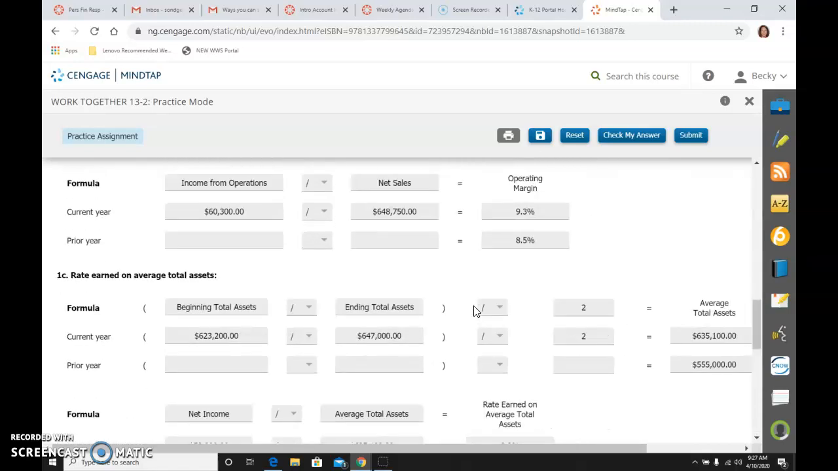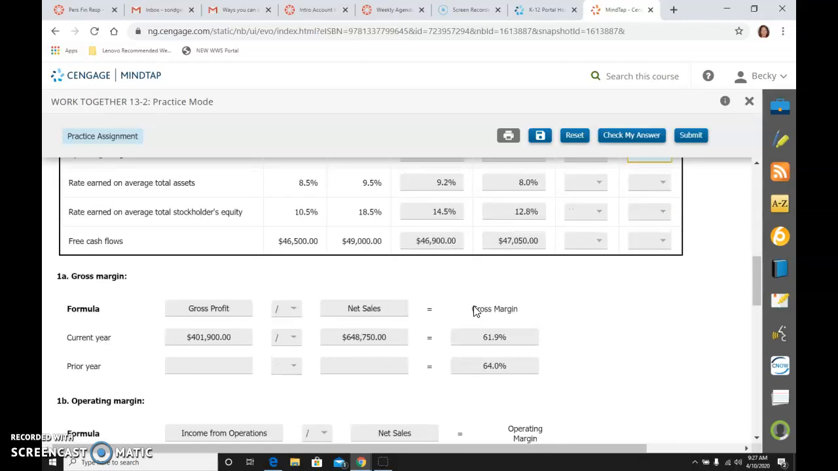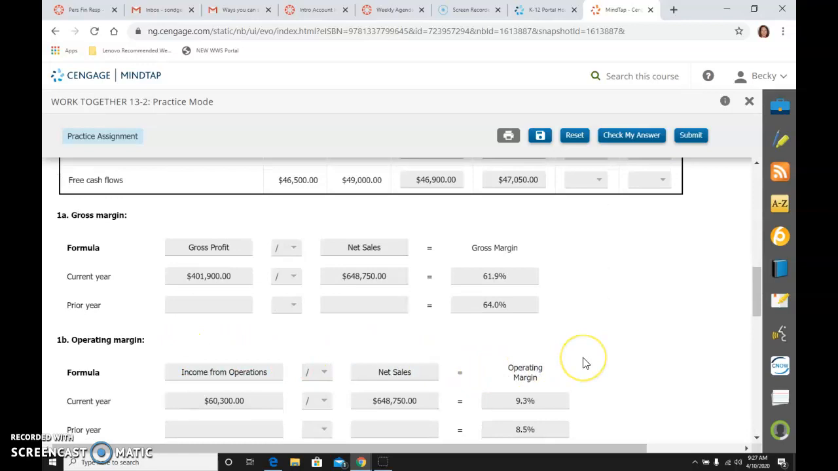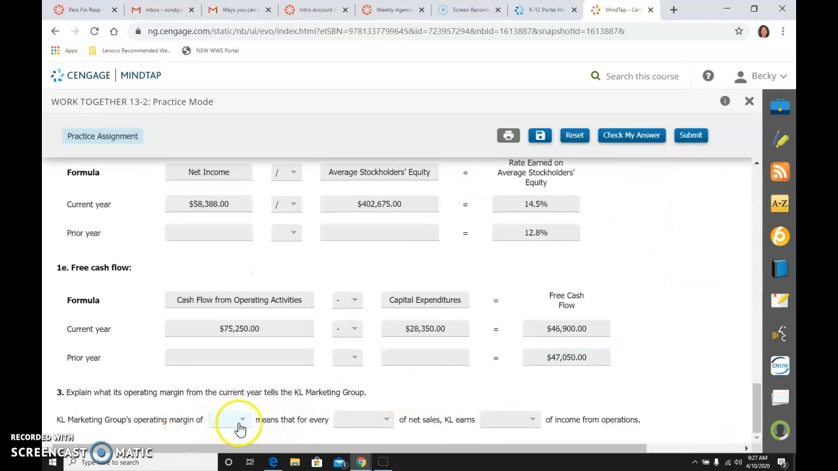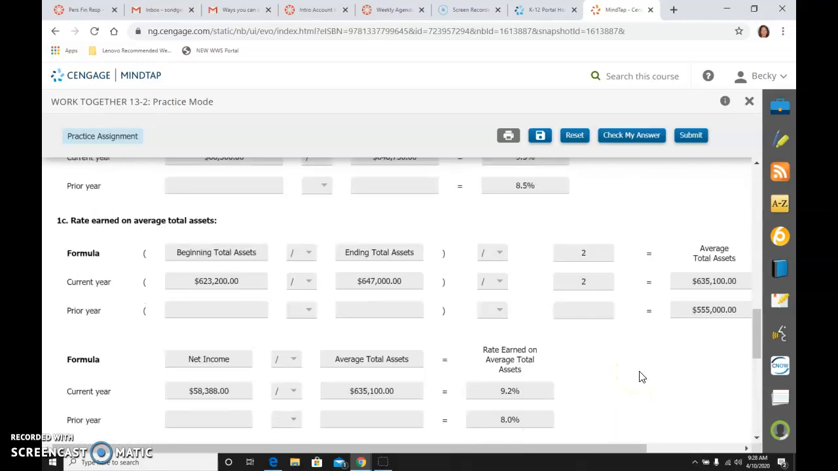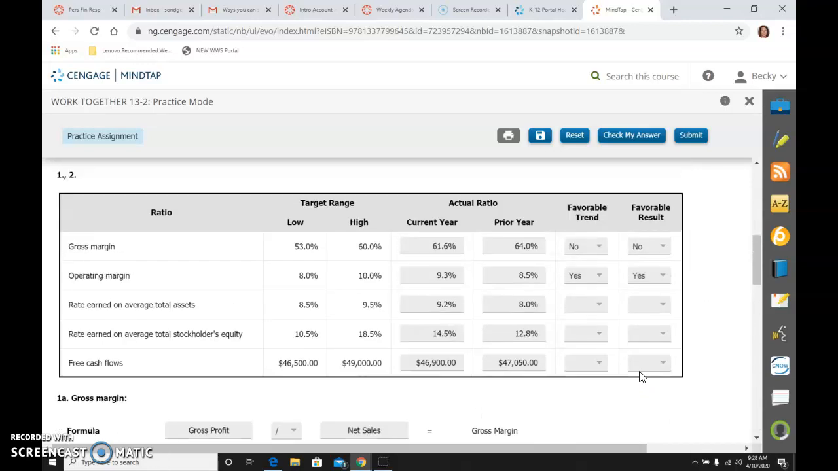If you recall, operating margin is income from operations divided by net sales, and a lot of investors use this to compare you to another company. So KL Marketing Group's operating margin at 9.3%, which we just calculated, means that for every dollar of net sales, they're earning 9.3 cents of income from operations. And do I know if that's good or bad? I don't, without comparing it to some other company and whether or not we compete well. So let's go back up here, since we're done with operating margin.